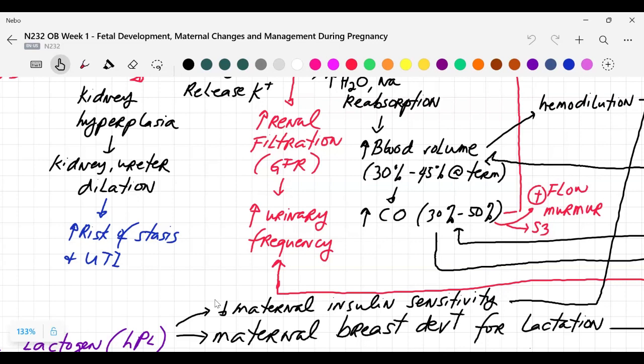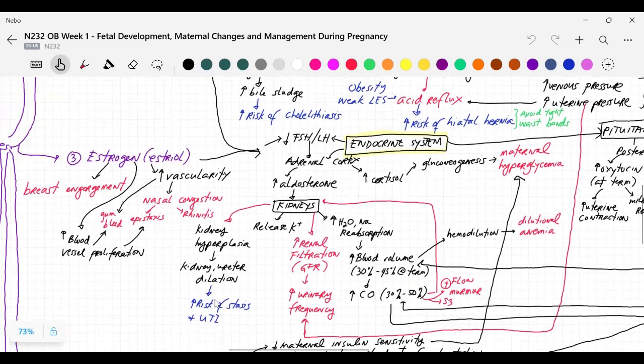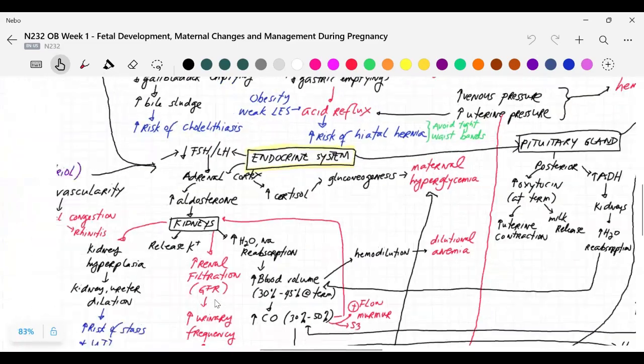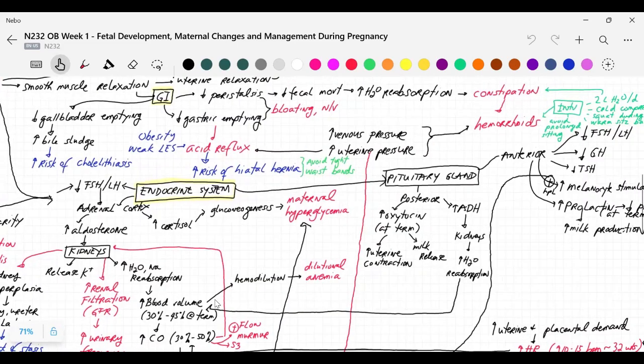Okay, so when you're teaching a mom, and she asks, when am I not going to have to pee a lot anymore? When you're not pregnant. So during the entire pregnancy, you will have increased urinary frequency. I'll come back to this maternal hyperglycemia here.